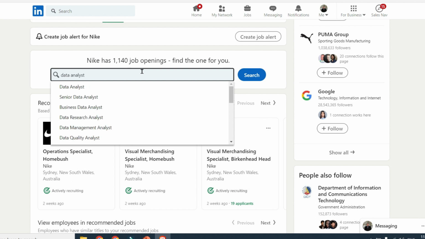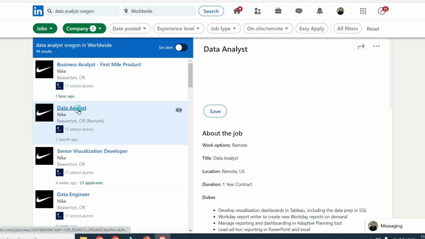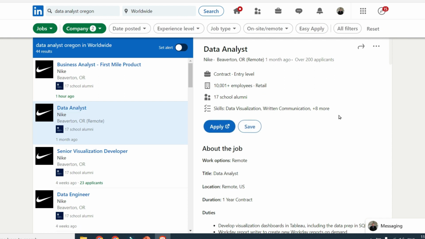And also you should put in the location of where you want to work because you need to narrow down the search. Nike have their headquarters in Oregon, so I'm going to put that. All right, you can see here it's come up with 44 data analyst jobs in Oregon. That's actually quite a lot in one spot. So here they all are, tons of them. Let's have a look at this one here, data analyst. So yeah, just read through it.